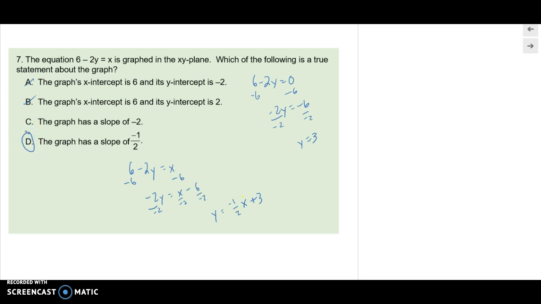If you notice, when we rearrange that equation, we actually found the y-intercept also. So we had it here, and we had it when we started off with the problem and set x equals 0. So same kind of idea, but just a different approach to finding the problem. Okay, next question.